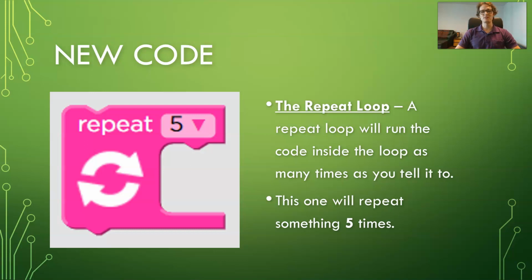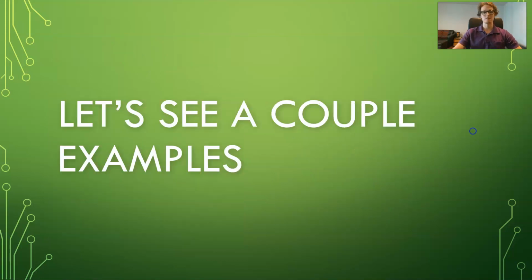New code is the repeat loop. We haven't used those yet this term, but we're going to start using our repeat loop. It looks like this. It says repeat, then it tells you the number of times to repeat something, and then here is the area where you can put the code that you want to repeat. A repeat loop will run the code inside the loop as many times as you tell it to. This one will repeat something 5 times.